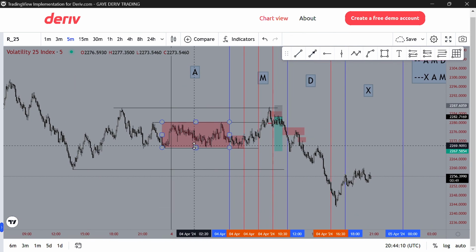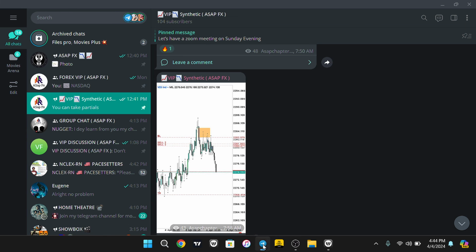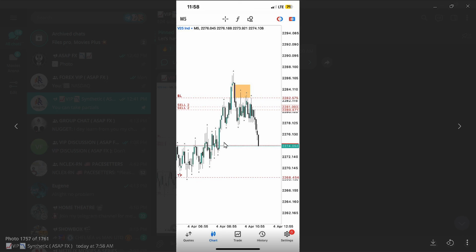So this was just a beautiful trade that we took today, as I said, with the VIP team. Beautiful trade on VIX 25K, and all TPs were smashed.